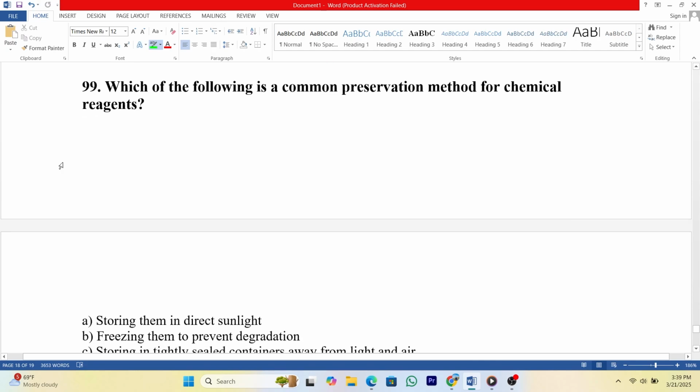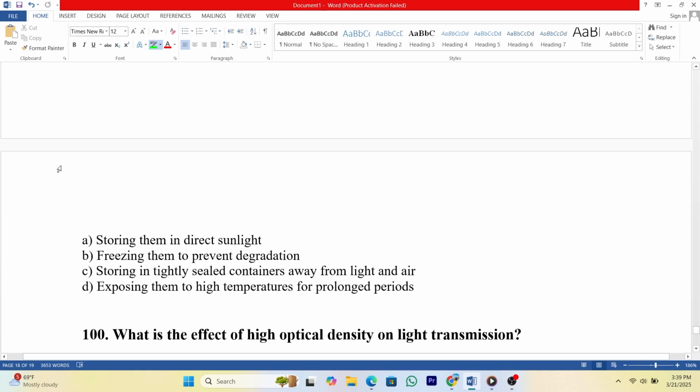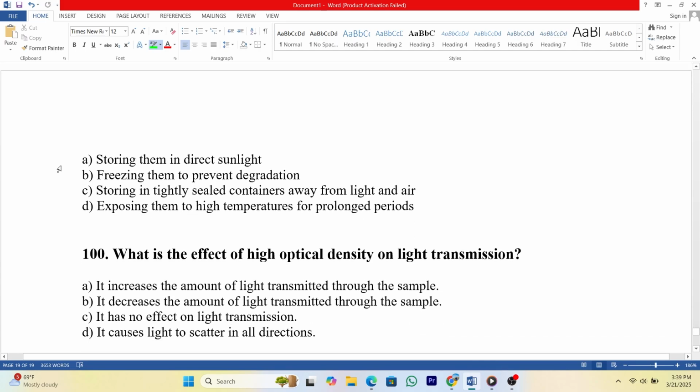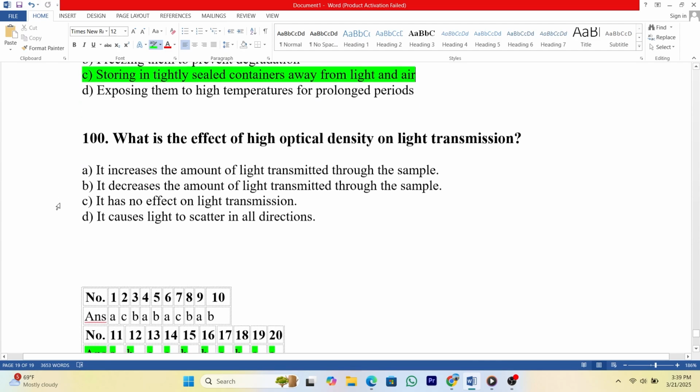99. Which of the following is a common preservation method for chemical reagents? A. Storing them in direct sunlight. B. Freezing them to prevent degradation. C. Storing in tightly sealed containers away from light and air. D. Exposing them to high temperatures for prolonged periods. Answer, C. Storing in tightly sealed containers away from light and air.